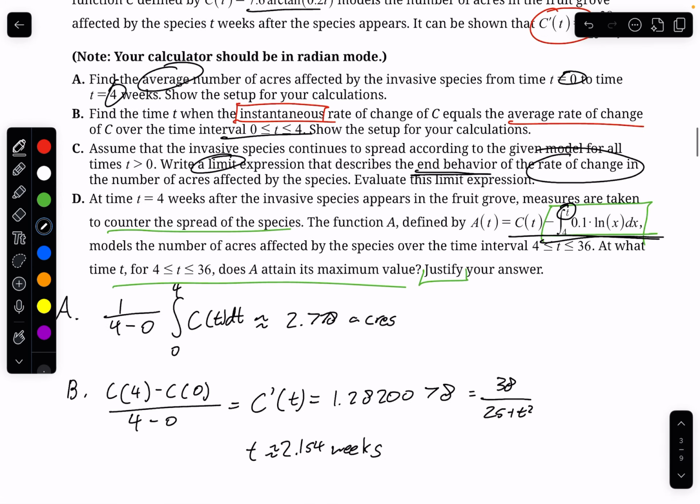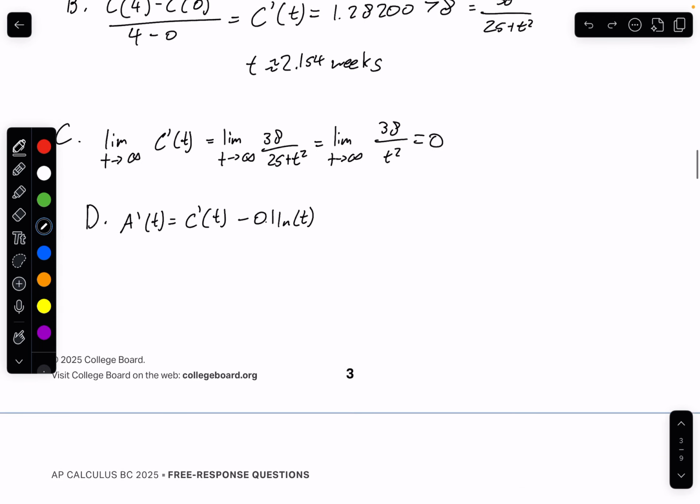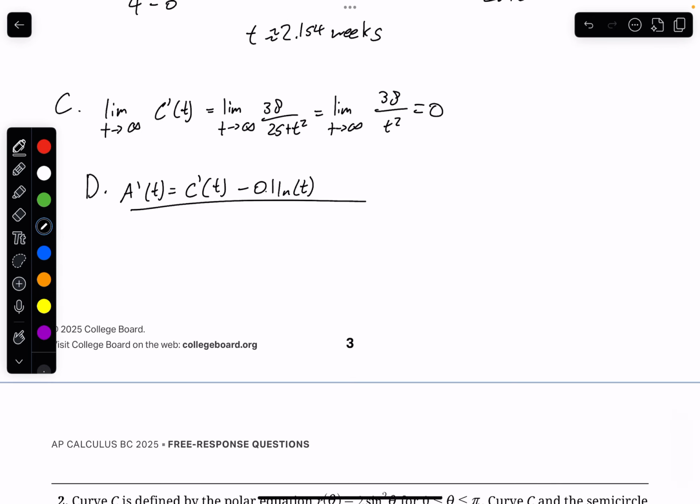And it's a function of t, because remember, don't put x by accident. That makes it all wrong. x is the variable we're integrating with respect to, but t is in the bound. So once you integrate this, you're going to get a function of t. Therefore, when you take the derivative, you're going to get a function of t as well. So we have A prime of t is equal to C prime of t minus 0.1 ln of t. Now we're trying to set A prime of t equal to 0, and then we can solve for t.